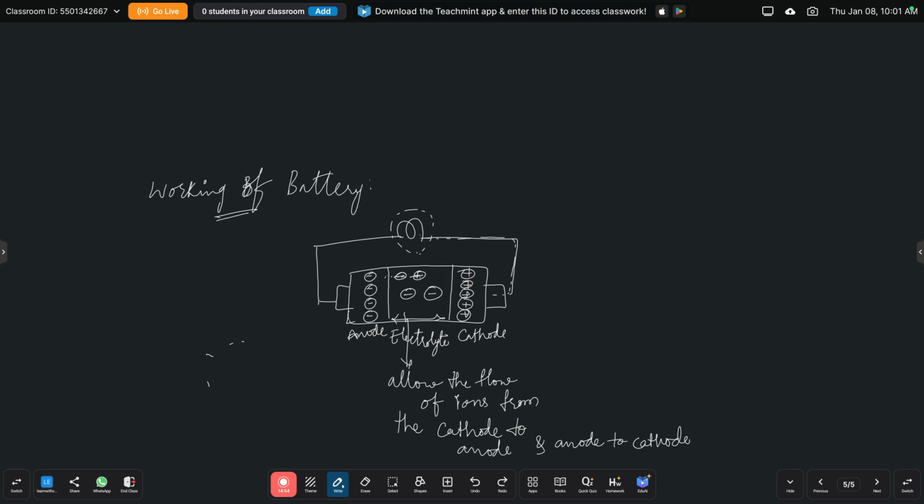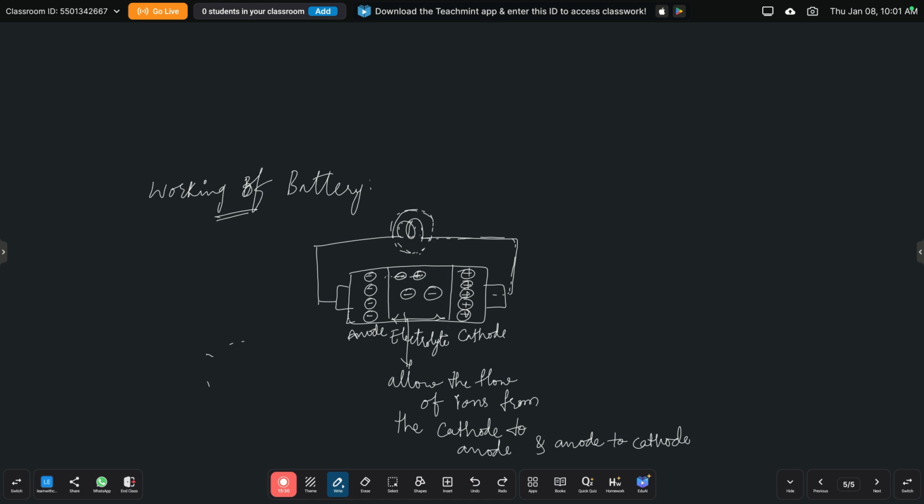Over time, the chemical reactants become depleted, the battery capacity decreases, and it needs charging or replacement. Whenever the electric current passes through, the bulb glows. Negatively charged ions and positively charged ions are created in the chemical reaction. Based on this, the battery works.